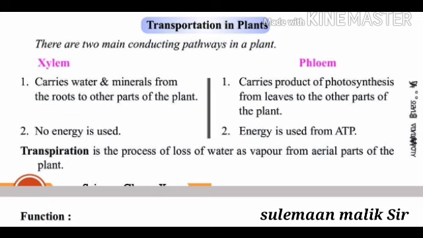Transportation in plants: there are two main conducting pathways in plants. There are two main ways through which the minerals, water, or whatever processes take place, that take place through these two conducting pathways, that is xylem and phloem. Like written in the slide, the same way you will have to differentiate between xylem and phloem. In the xylem column, number 1, you will have to write: carries water and minerals from the roots to other parts of the plant.